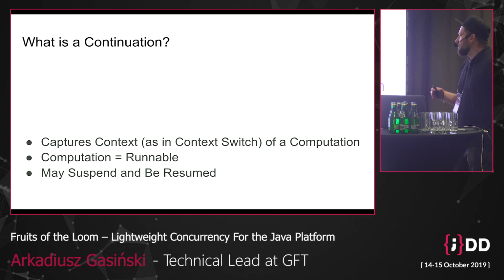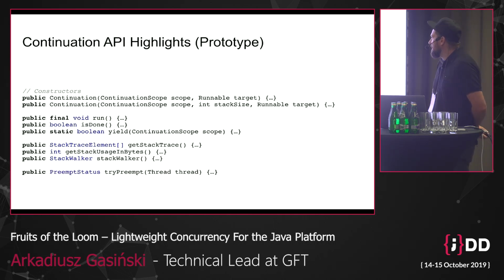And once the conditions due to which the computation was blocked are no longer present, the computation may continue. This is the API. We have two constructors. Basically, there's this continuation scope argument, I'll discuss it in a moment. And the other important argument is the runnable, so our computation that we want to be running within the continuation.